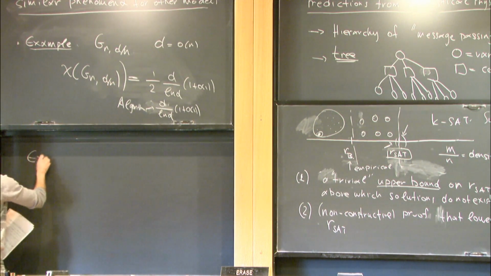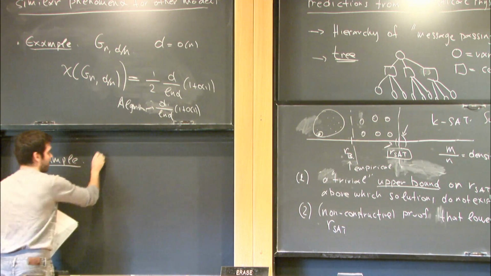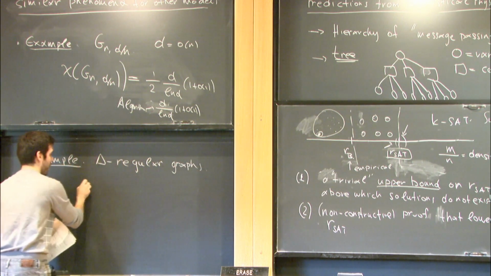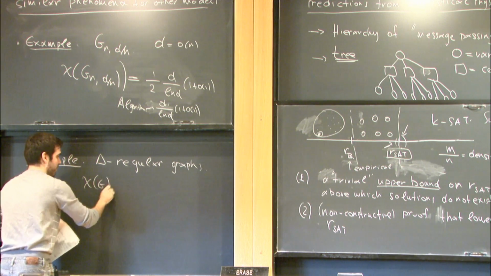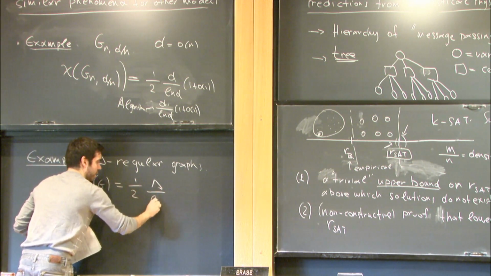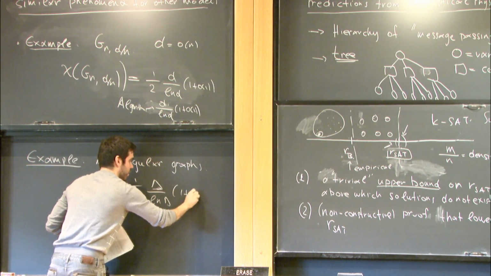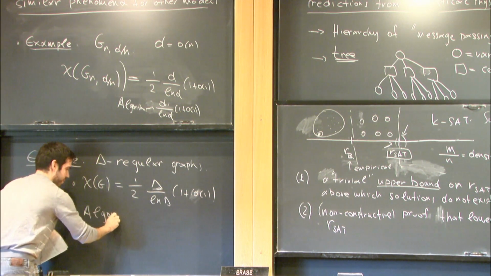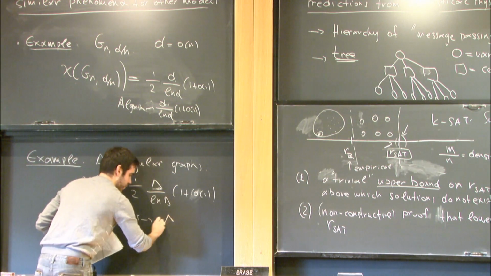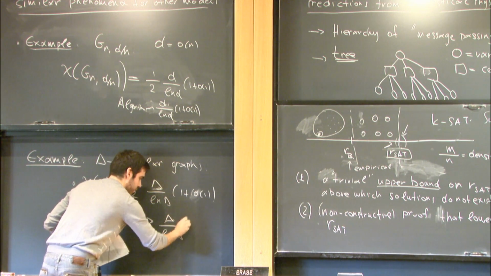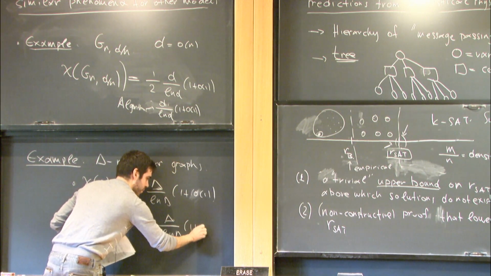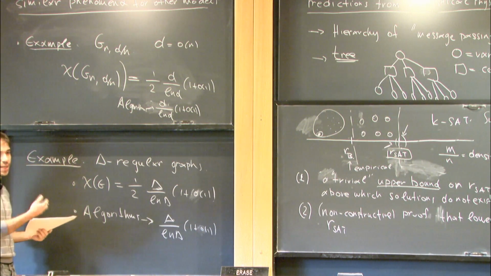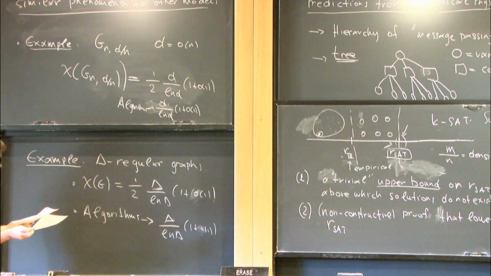And also another example in d-regular graphs. In random d-regular graphs, we know that the chromatic number is this, but our algorithms stop working here. It's the same too, because it comes from kind of the same method.